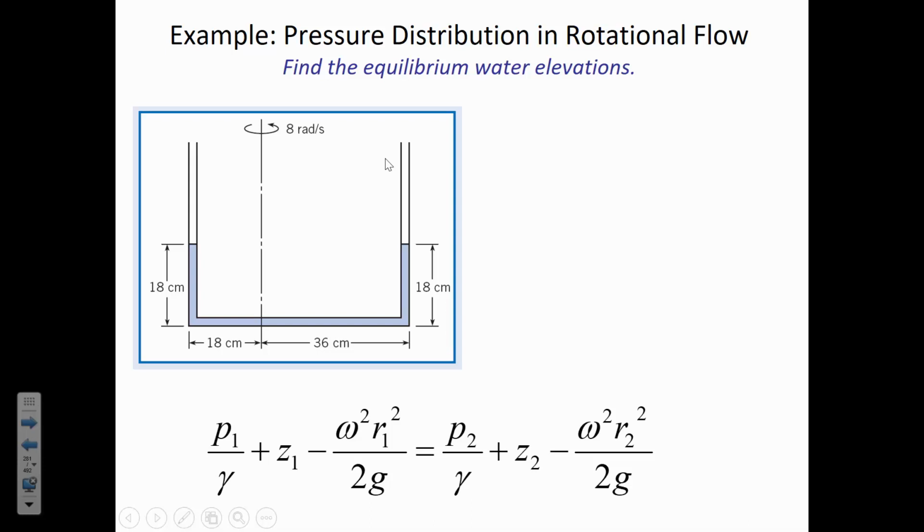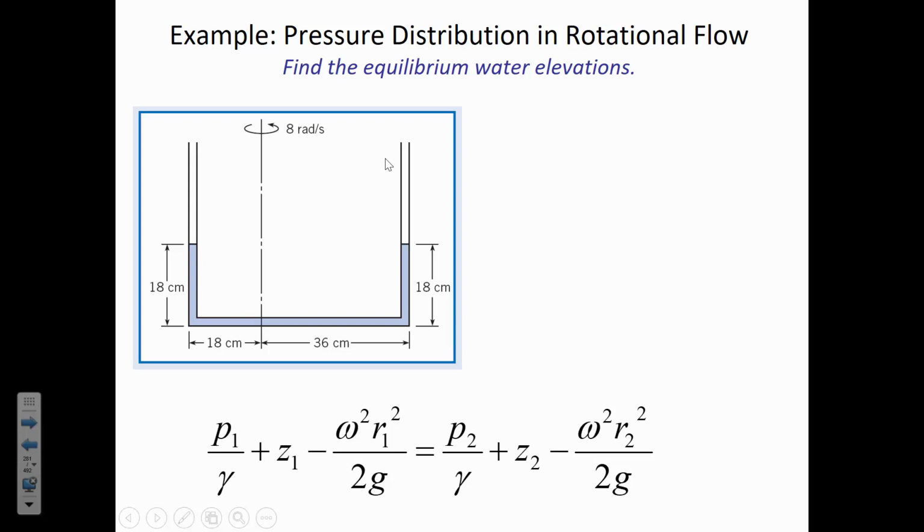Okay. What about the R terms? R1 and R2. Well, the radius would not change. That's true. So our radius is fixed. So we know R1 is 0.18 meters. R2 is 0.36 meters. Okay, so far so good. So what are we solving for in this problem? Elevation. So it says find the equilibrium water elevations.